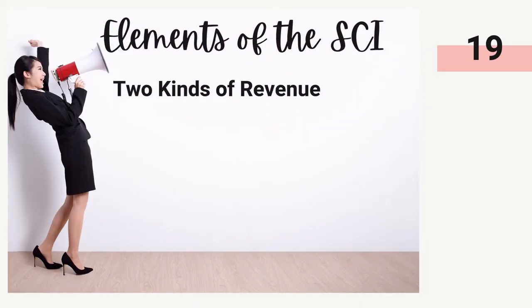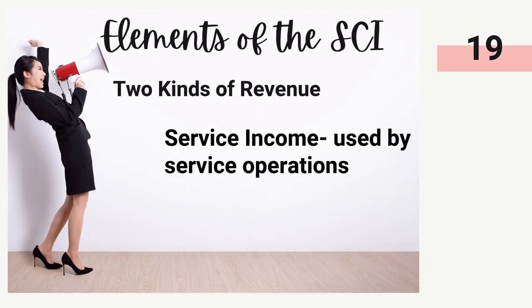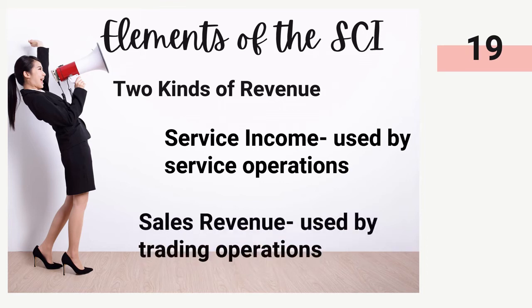There are two kinds of revenue. First is service income. This is used by service operations and is recorded based on the percentage of completion of contractual services. The second one is the sales revenue. This is used by trading operations and is recognized when goods are delivered.